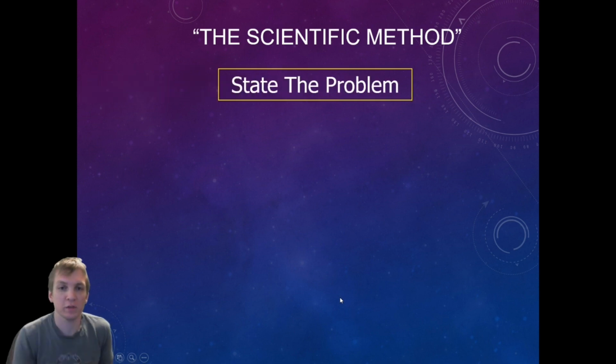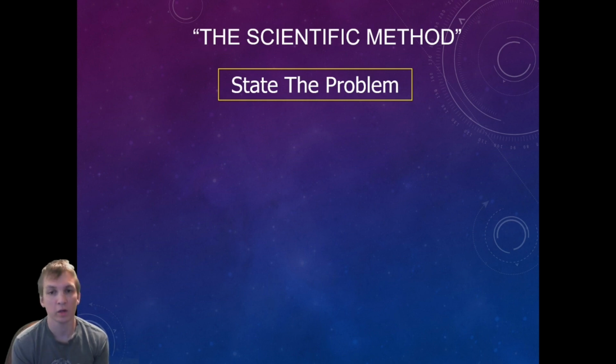The very first step of the scientific method is going to be state the problem. You're going to identify something that is wrong. You're going to try to figure out, okay, what could possibly be going on here. Something has to be going on that you want to figure it out. It might not necessarily be a problem, but it's definitely something that you want to learn more about. So that's kind of the problem, is that you want to learn more about it.